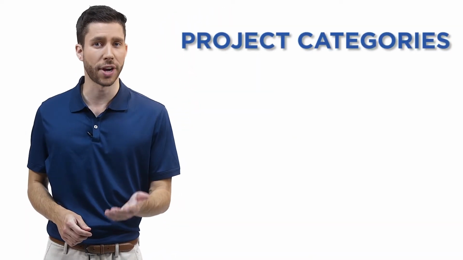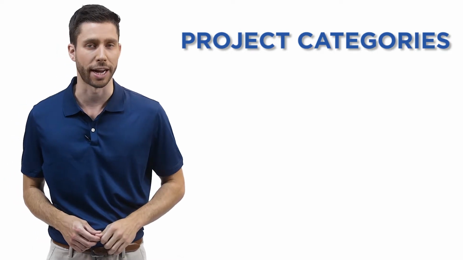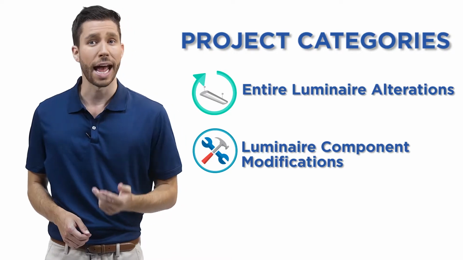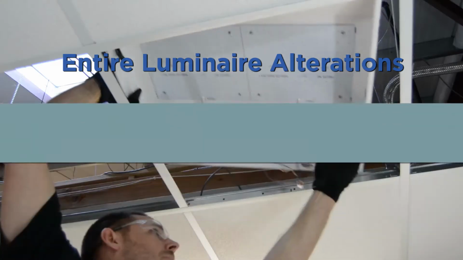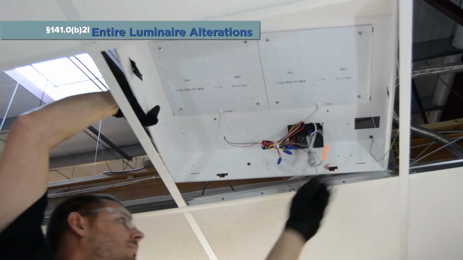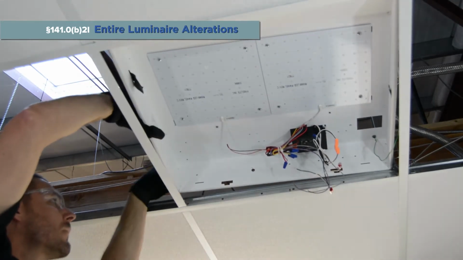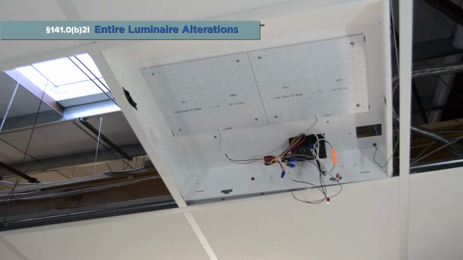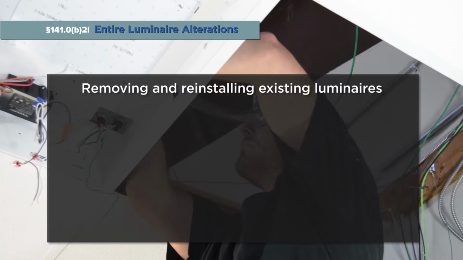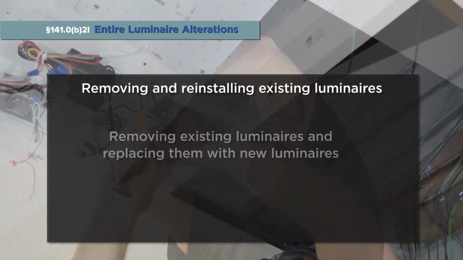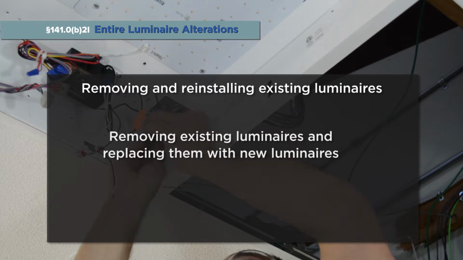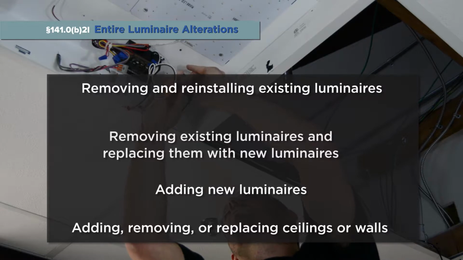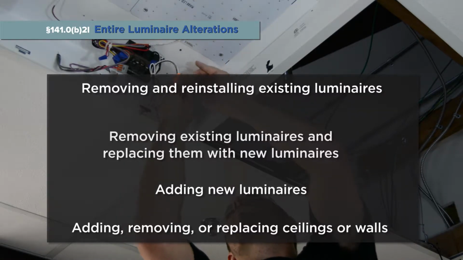Indoor lighting alterations are categorized into three different types of projects: entire luminaire alterations, luminaire component modifications, and lighting wiring alterations. Entire luminaire alterations are listed under Section 141.0B2I of the Energy Standards. The scope of work under entire luminaire alterations includes removing and reinstalling existing luminaires, removing existing luminaires and replacing them with new luminaires, adding new luminaires, and adding, removing, or replacing ceiling or walls along with any redesign of the lighting system.